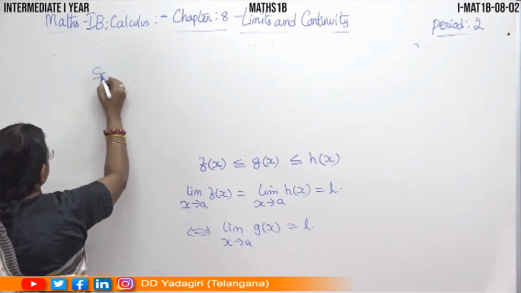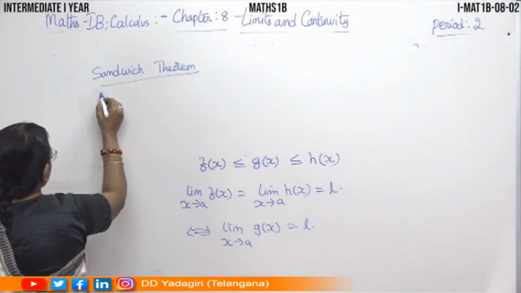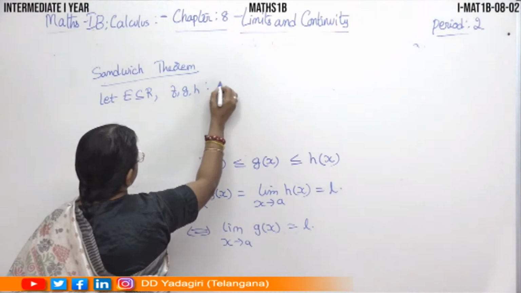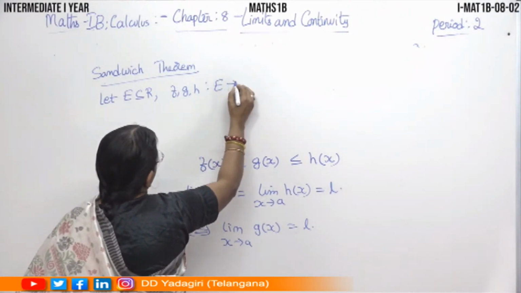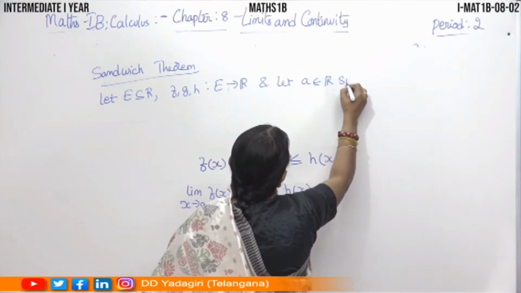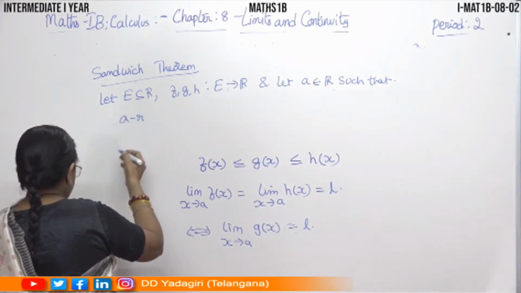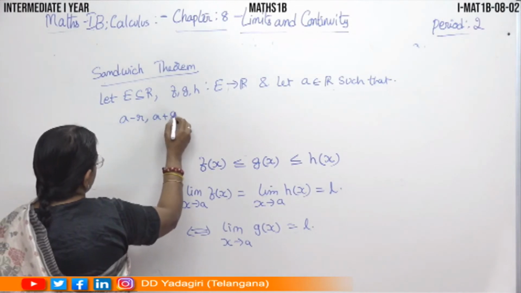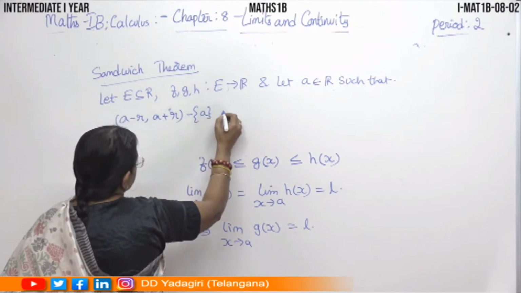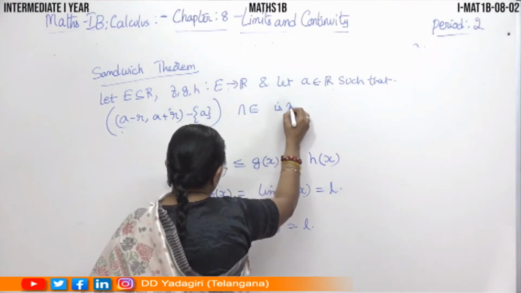So it is called the sandwich theorem. Learn the statement. Suppose that E is a subset of R, and F, G, H are 3 real functions, and suppose that a belongs to R. A is a real number such that a minus R, a plus R, the deleted neighborhood, which you have learned now, minus a, intersection E is a non-empty set.